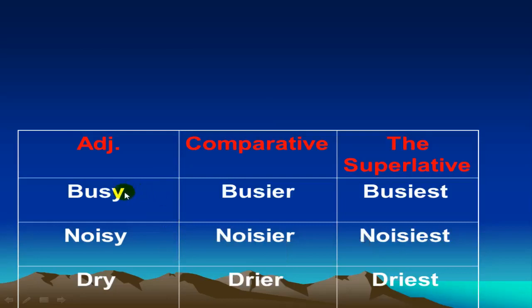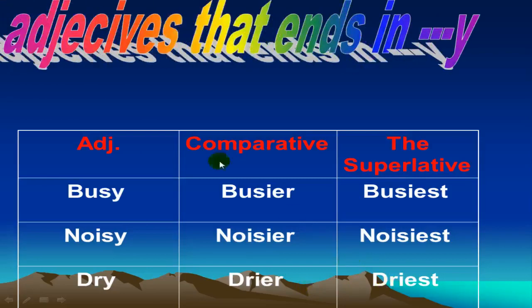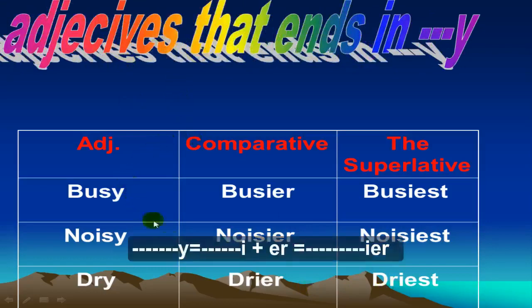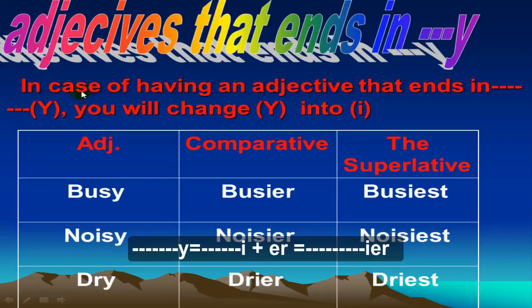If the adjective ends with Y, busy, noisy, dry, what do we do? Busy, busier, I-E-R. We cross out Y and then we add E-R, busier. Busier than, the busiest, I-E-S-T. Noisy, noisier, noisiest. Dry, drier than, the driest. These are adjectives that end in Y. So, in case of having an adjective that ends in Y, you will change Y into I and we'll put ER or EST.